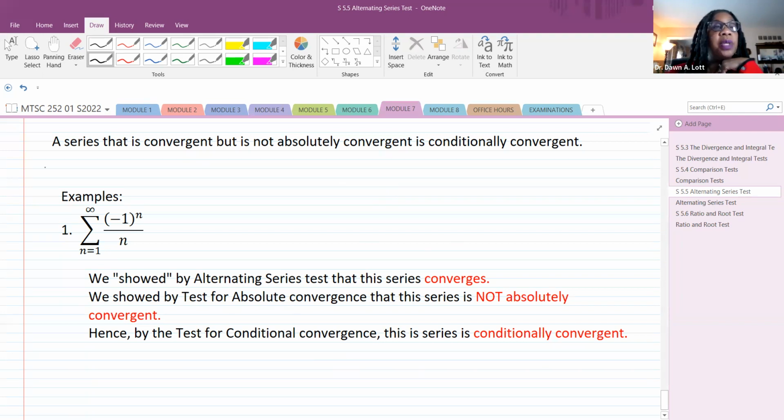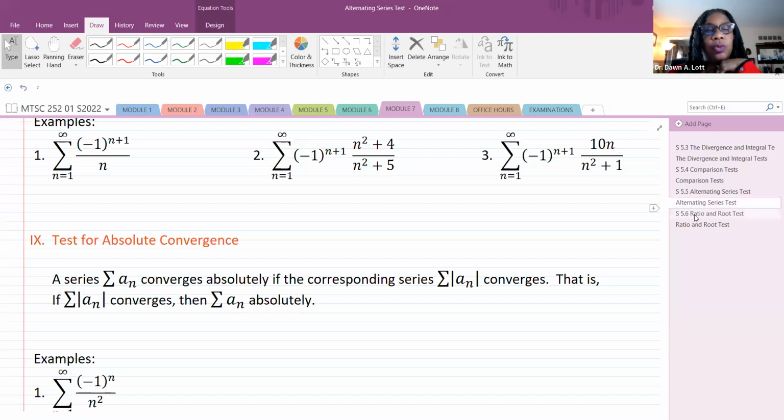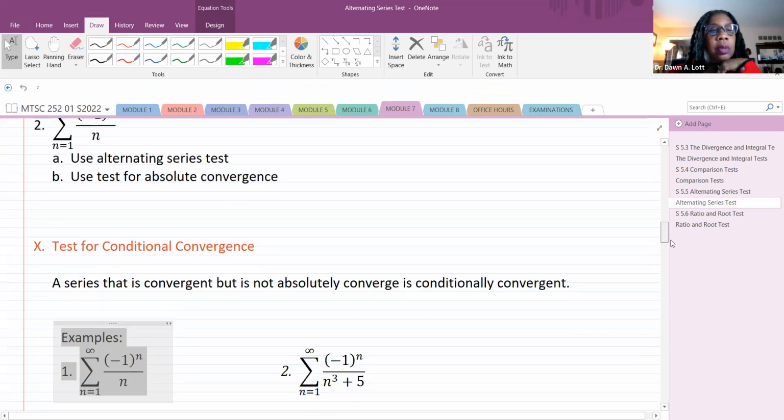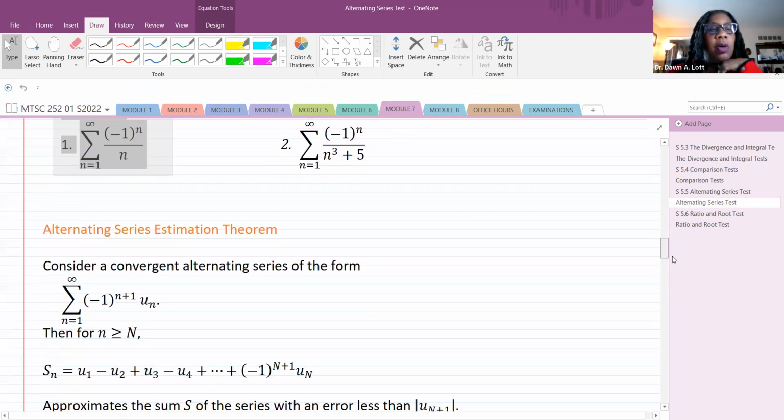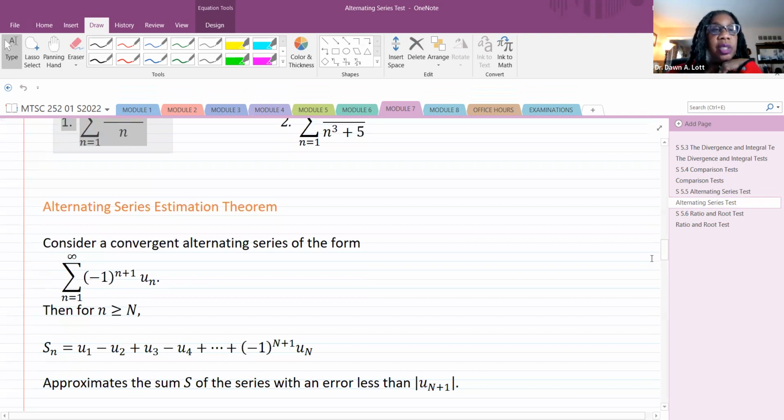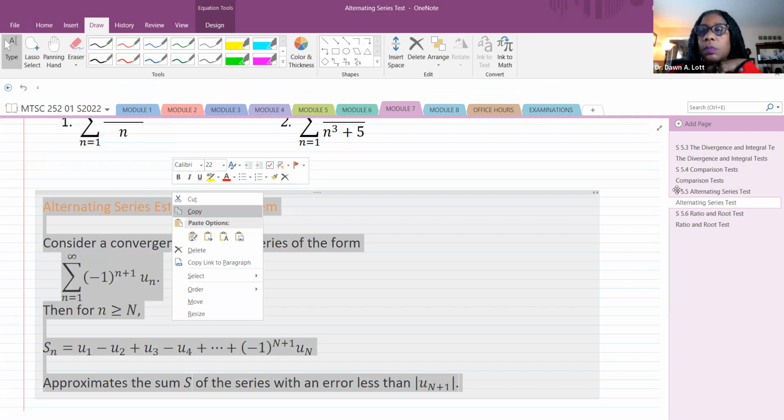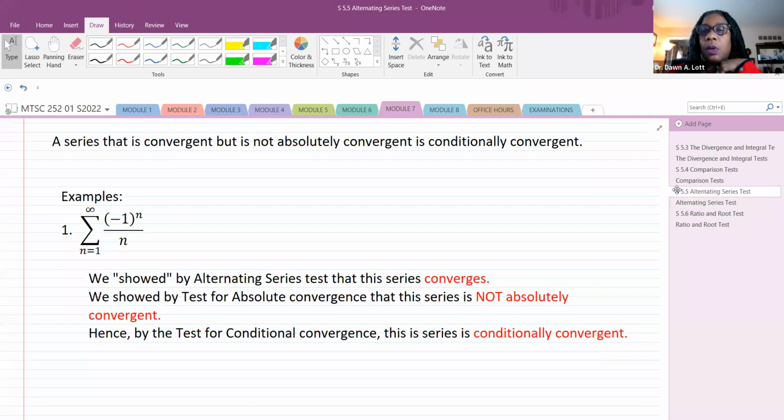Okay, so that's where we were yesterday, or actually Tuesday. And there's one last section in this series, which is actually rather cool. This pertains to the alternating series estimation theorem. Okay, so the alternating series estimation theorem is as follows.